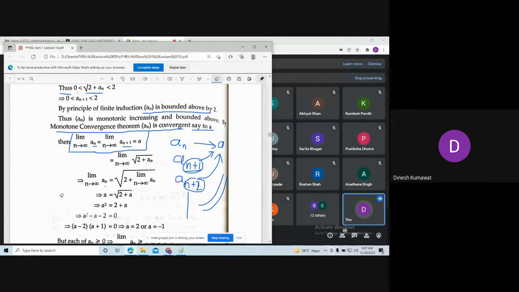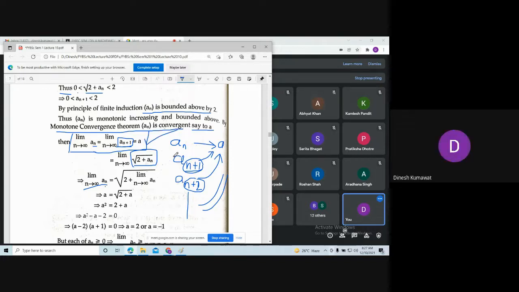This is stronger than this definition, that is nothing but the limit. But what do we know about a(n+1)? a(n+1) is nothing but root of 2 plus a(n). So you keep the left hand side as it is. Now you can take this limit inside using algebra of limits. So here we have under root 2 plus limit of a(n). But what do we know about the limit of a(n) using this statement?